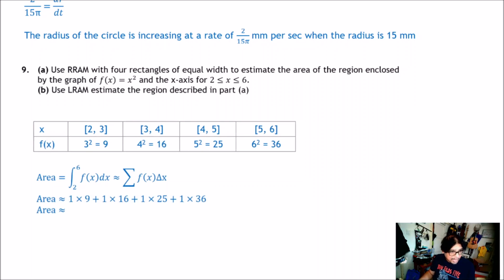And then hopefully you got that typo. 4 times 4 is actually 16. So when we add all of these together, we get 9 plus 16 is 25. Add another 25 is 50. Add a 30, and that's 80, and 6 more is 86. So we get the area is about equal to 86.